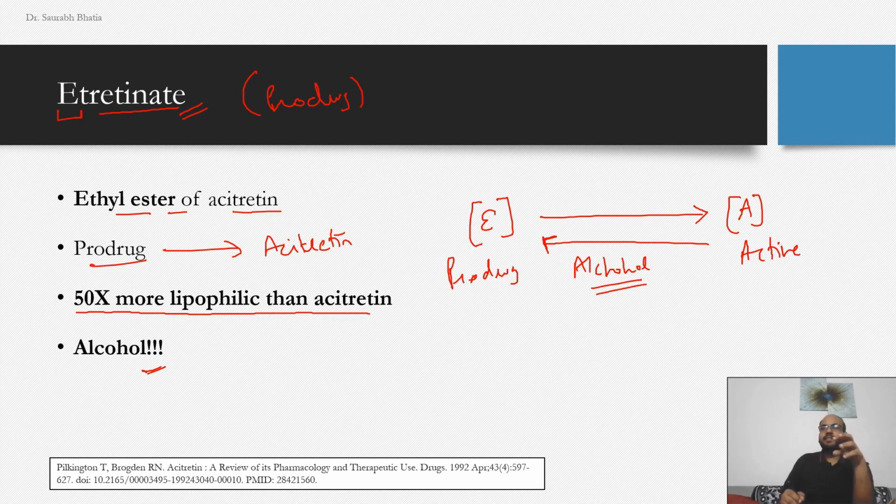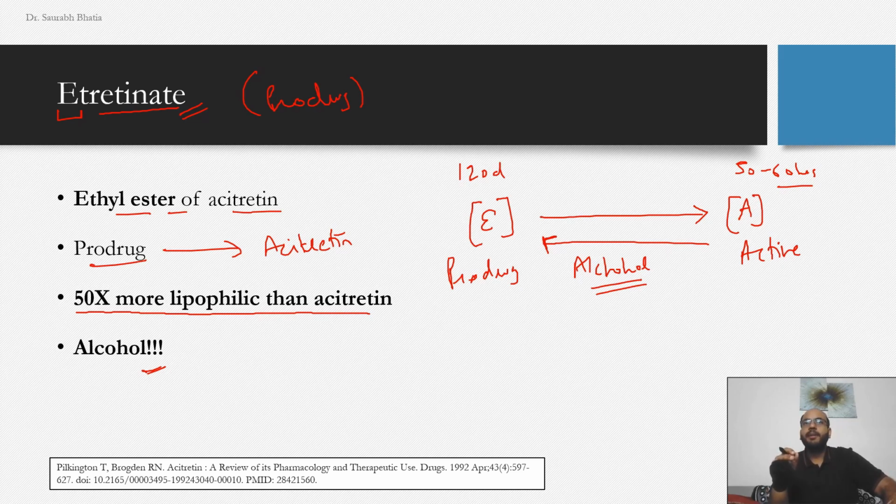So let's say, and we have told you that etretinate has a half-life of 120 days, while acitretin has 50 to 60 hours. So, for example, if a patient is on acitretin and they drink alcohol, it is said that even the smallest amount, which is present in different kinds of cough syrups, can also lead to re-esterification. Okay, so no alcohol while the patient is on acitretin.